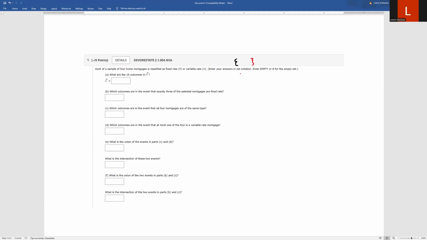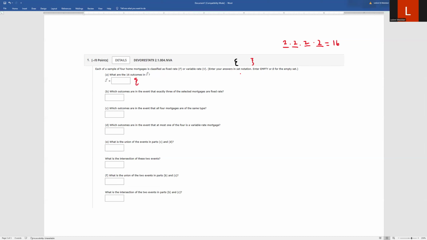Now, how do they know that there are 16 outcomes in set S? That's what we're calling our large set of all of these samples that they drew. Well, if you think about it, they're taking 4 mortgages at a time. So this is something called the multiplication principle. Each mortgage could either be an F or a V. So there's 2 choices for each mortgage that we can put in our group of 4. So that's 2 times 2 times 2 times 2, which is 16.